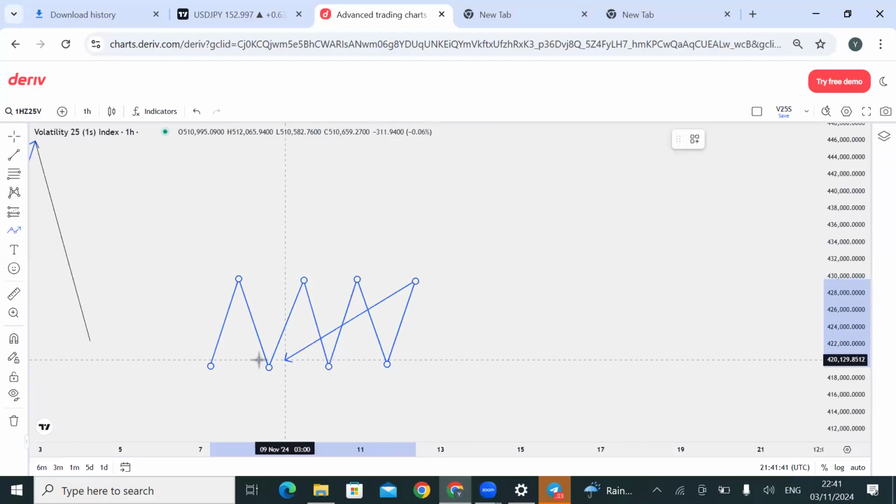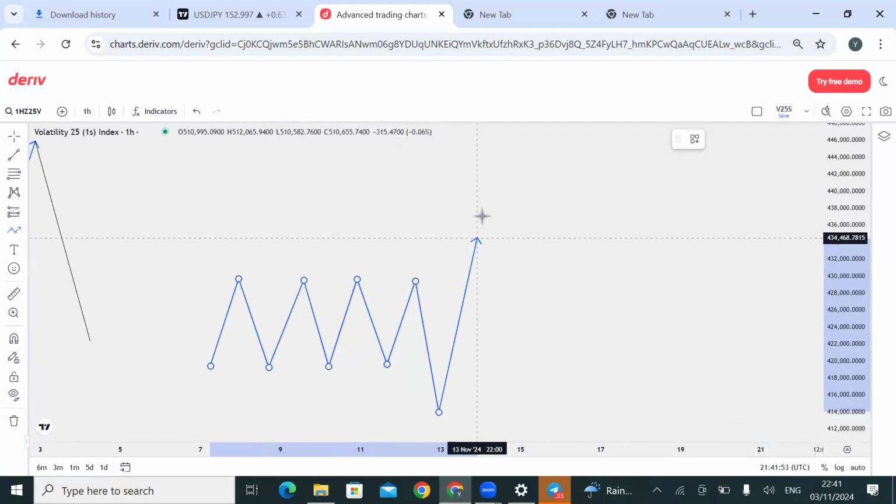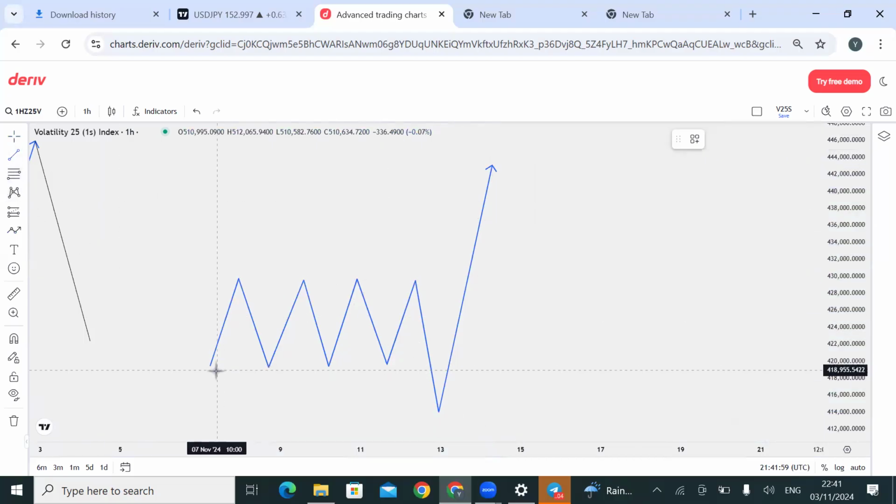And what will happen once price is tired of all this liquidity? All this liquidity is simply money piling here. What will happen? The big banks want to go for this money. So they want to come down, sweep this liquidity here before going up. You understand now? So this is liquidity at this point here.